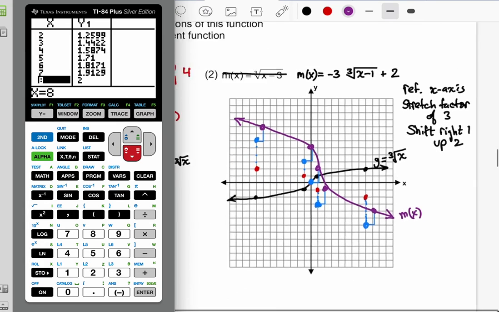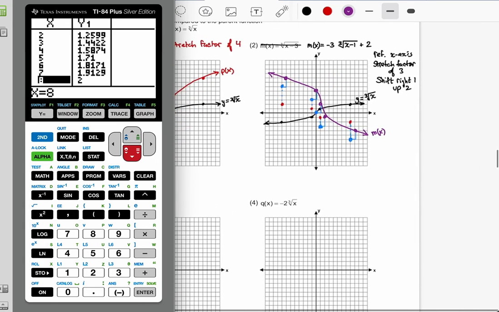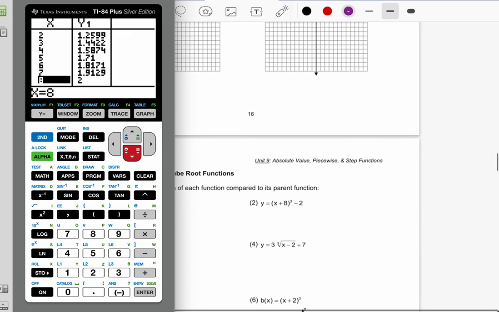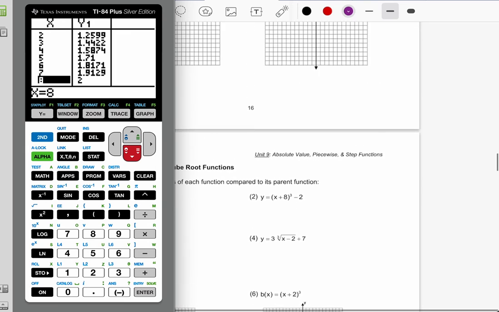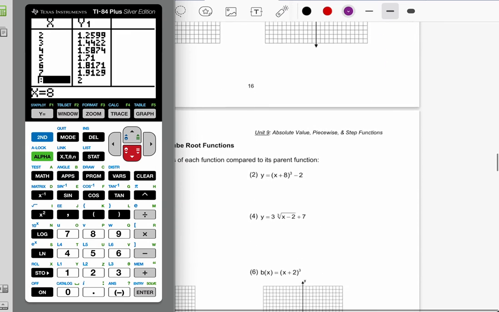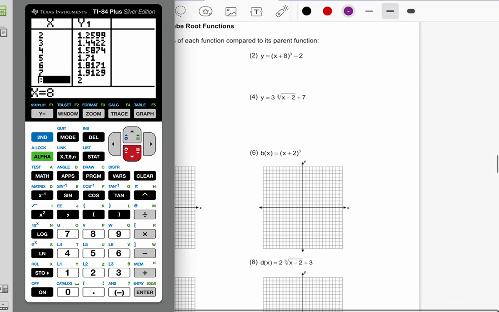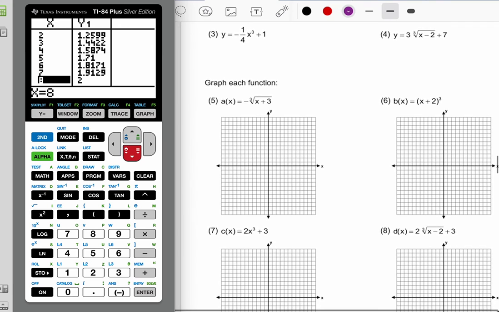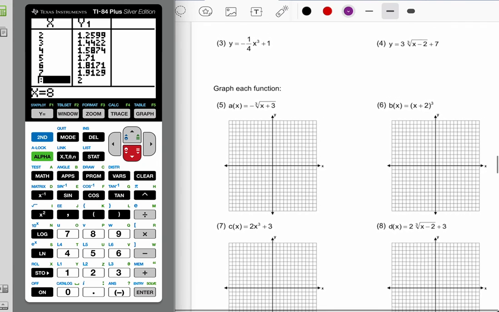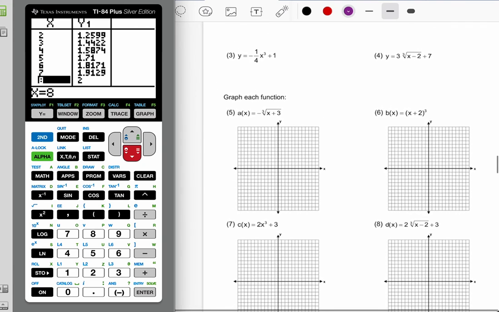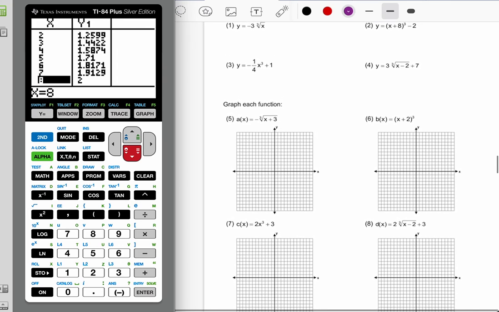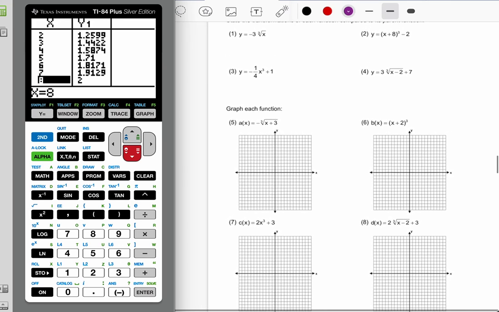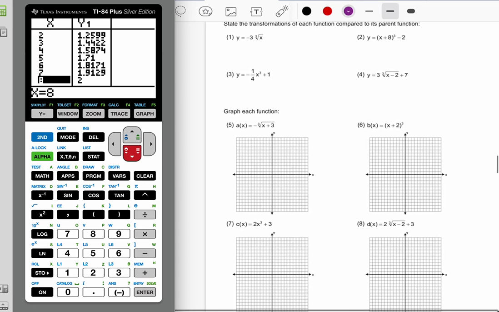So your assignment is going to be to complete page 17 and submit on Schoology. There's only a few problems. It doesn't take too long. So for the first, and well, out of the graphs, the first and the fourth one, those are the cube root functions, the ones we just did, and 6 and 7 are the cubic functions.